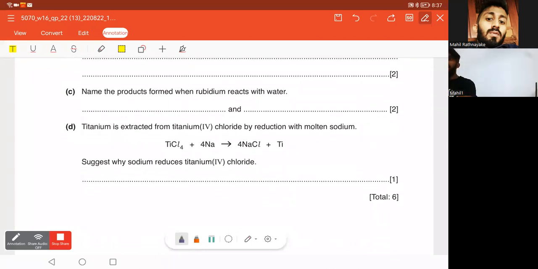Suggest why sodium reduces titanium fluoride. Again, you can go to the oxidation state. Sodium, what's its oxidation state? Suggest why sodium reduces titanium fluoride: because sodium is more reactive than titanium. The answer for C is rubidium hydroxide and hydrogen. Okay.